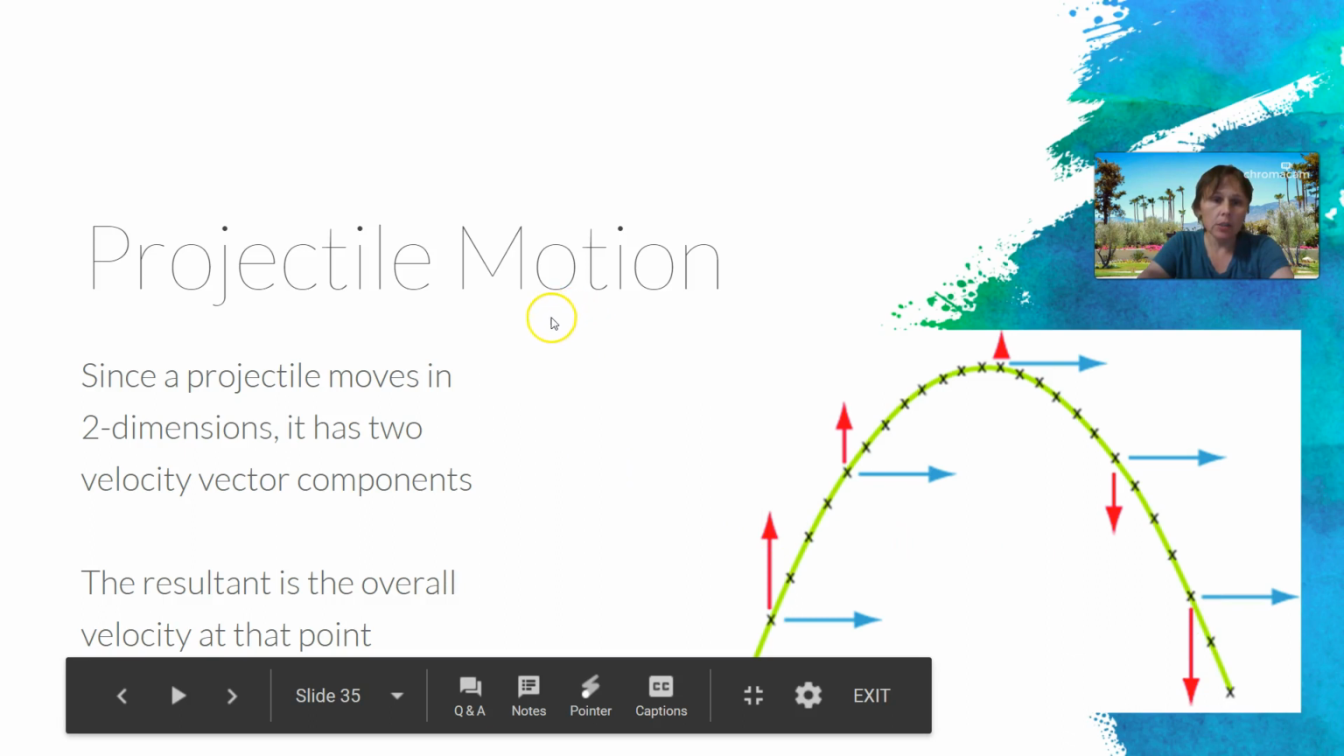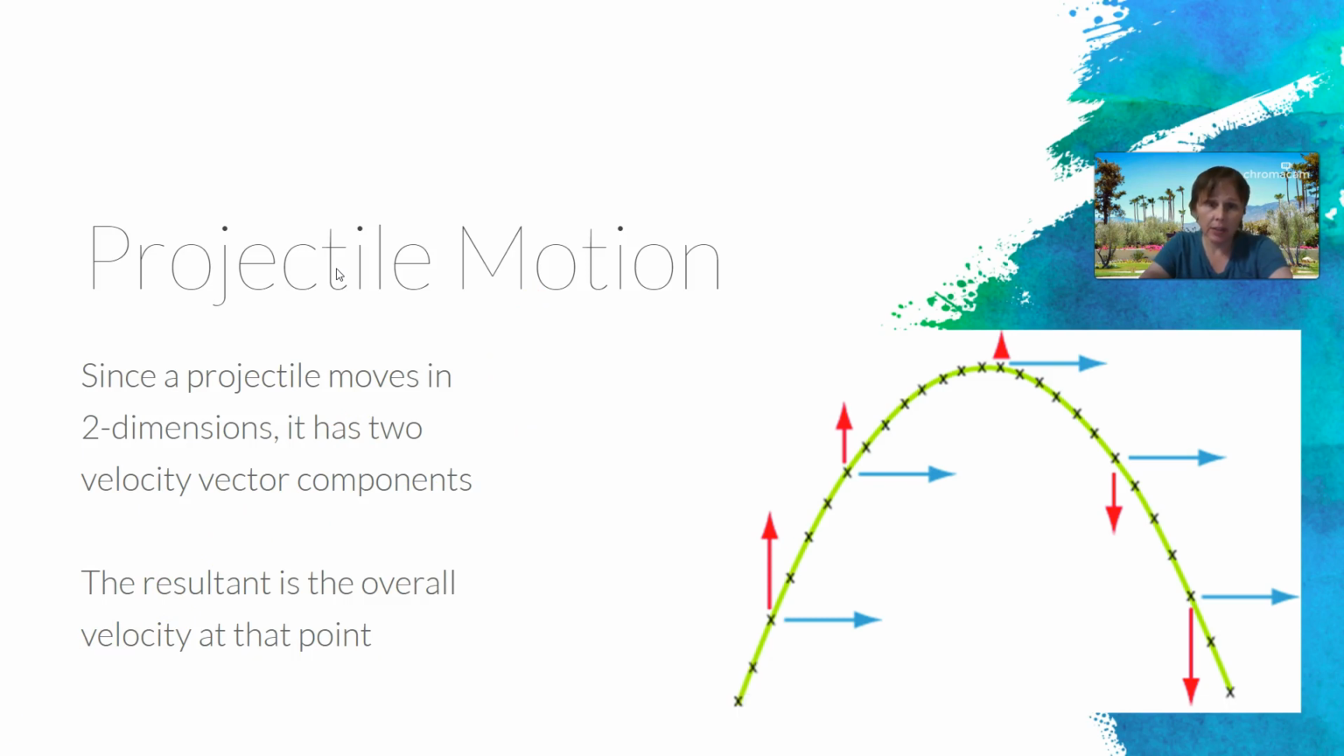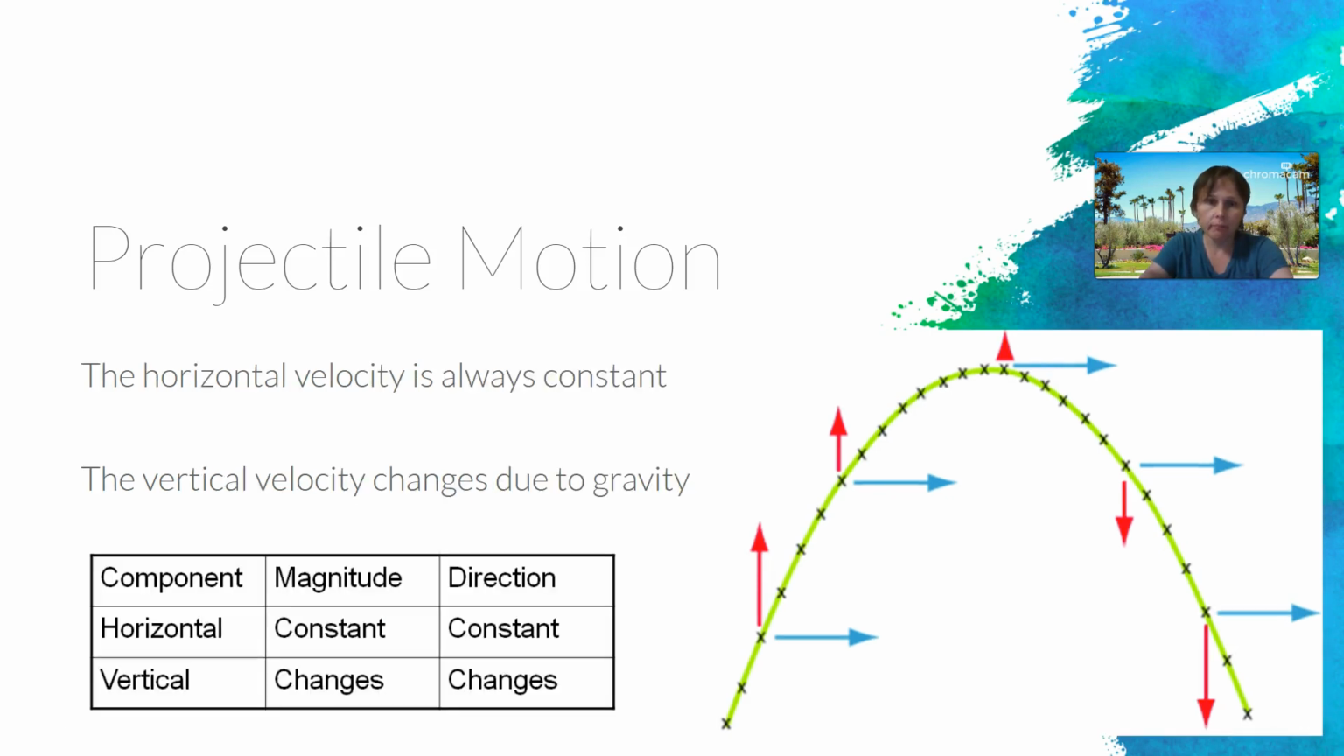And so the resultant vector is the sum of both the horizontal and the vertical component vectors. So this is the summary of what I just said: the horizontal velocity is always constant, and the vertical velocity changes due to gravity.